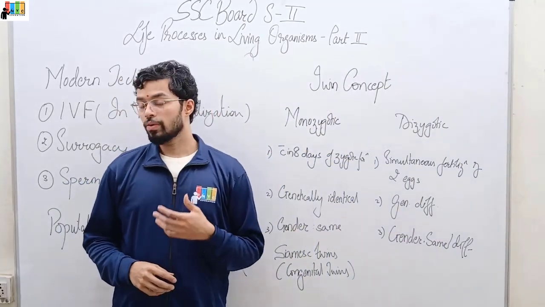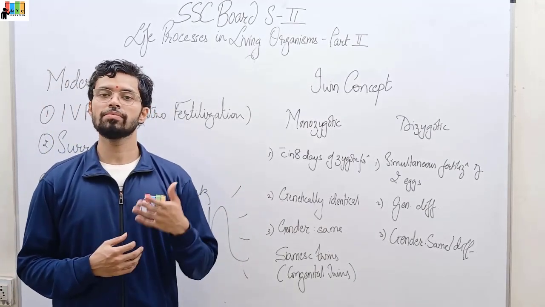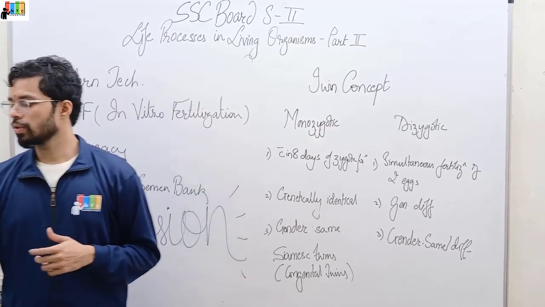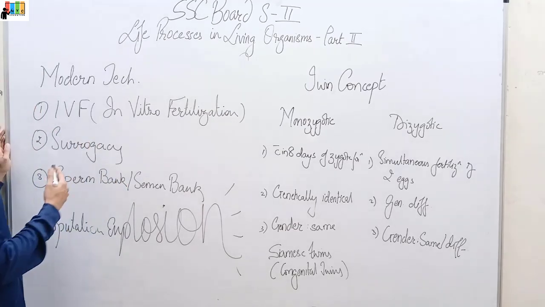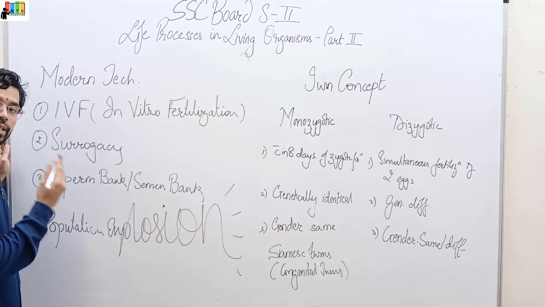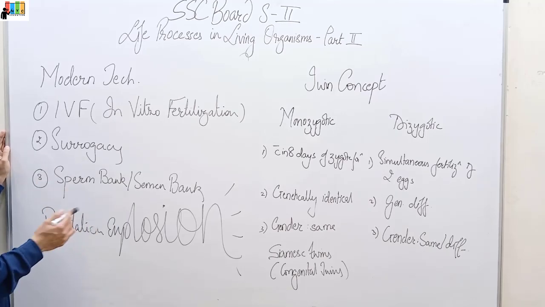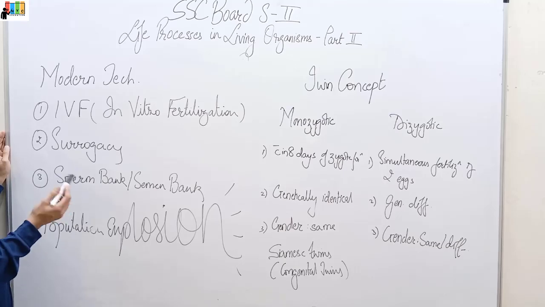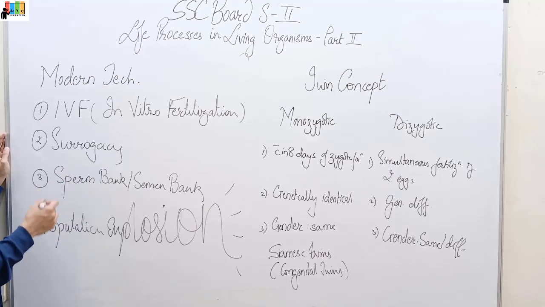So I was telling you about the modern concepts through which you can still conceive a baby even if you are having certain biological problems or other issues. In modern day technology, we have three main processes or methods that you could utilize to conceive a baby despite your limitations. The first and foremost, which is very popular and equally costly, is IVF, that is in vitro fertilization. Second is surrogacy. The third one is the utilization of sperm and semen banks.